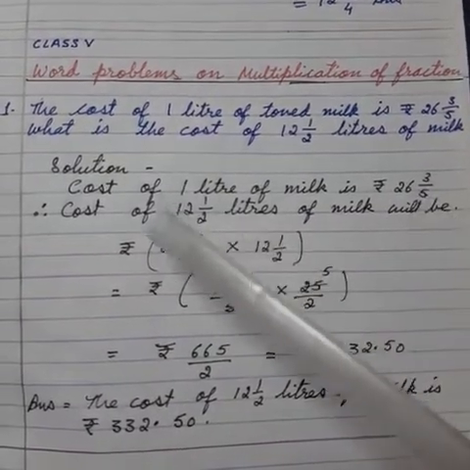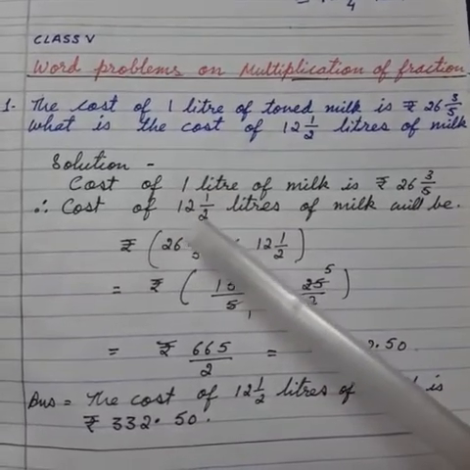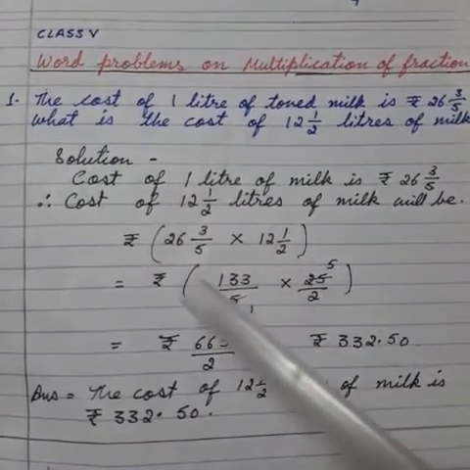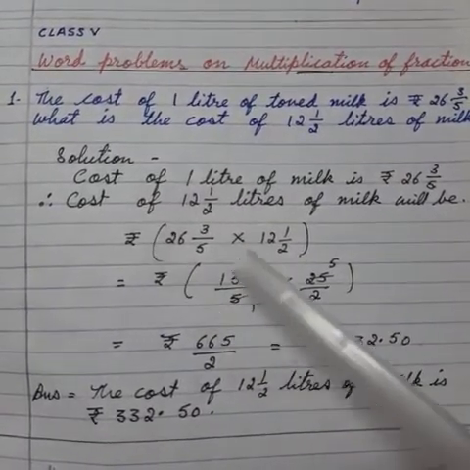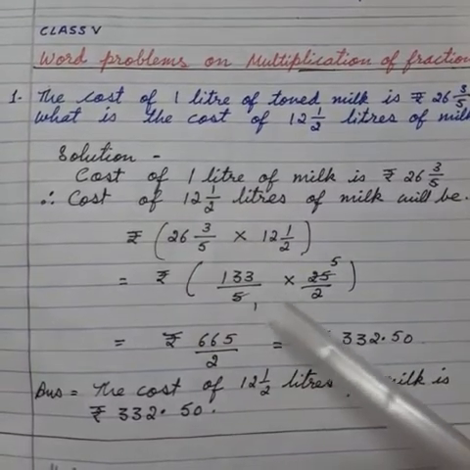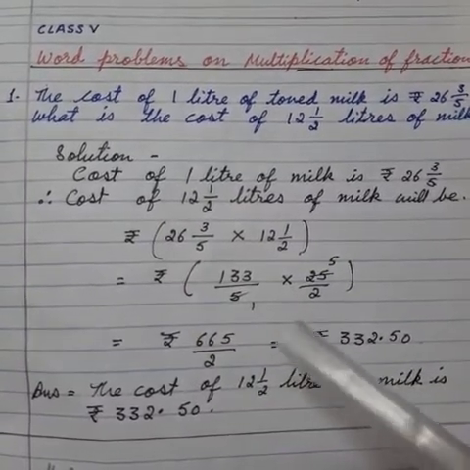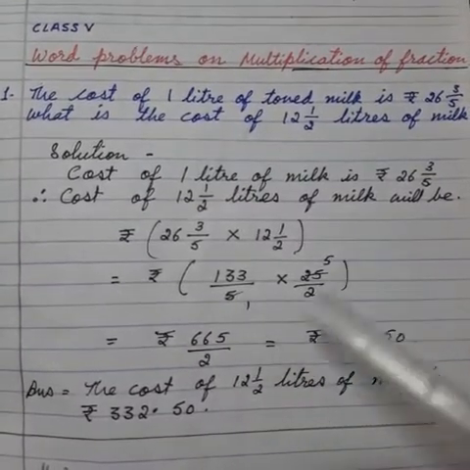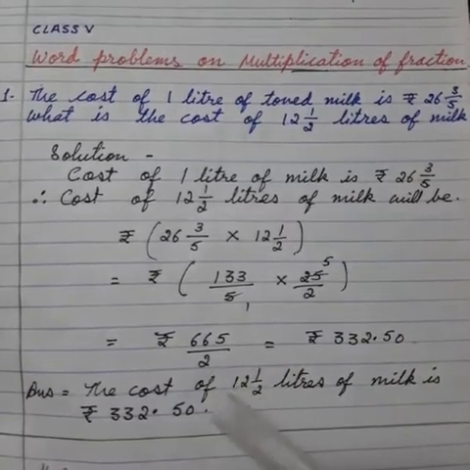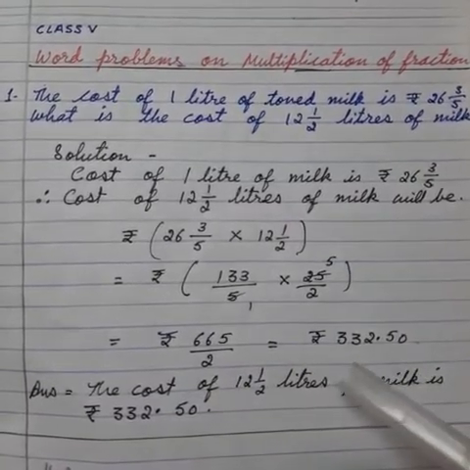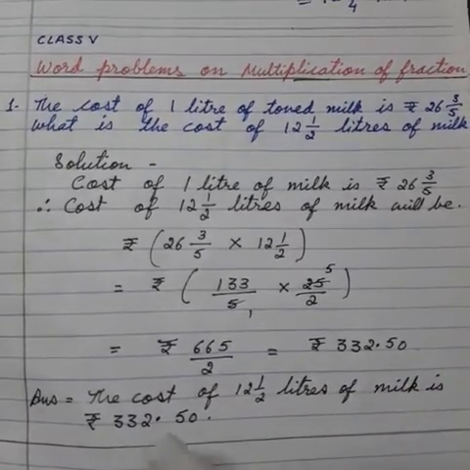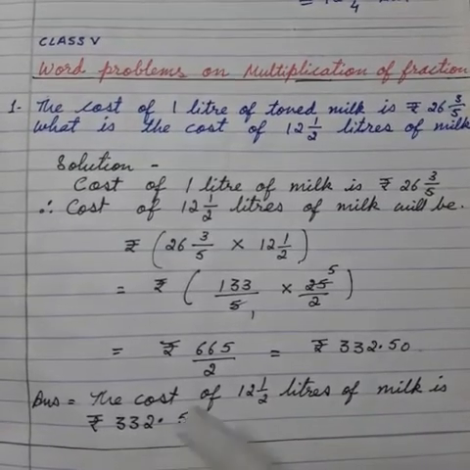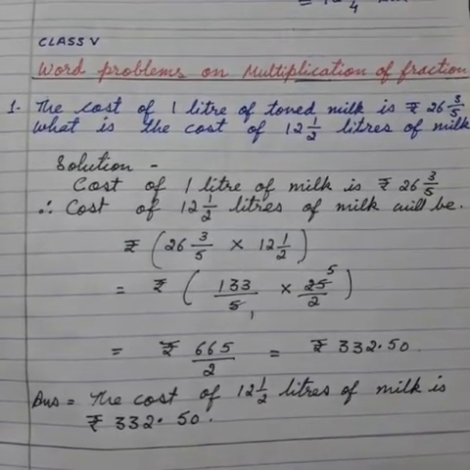As we can see, we are given the cost of 1. We have to find the cost of many. So the operation we need to follow is multiplication. When we multiply, we have to convert the mixed fraction into an improper fraction, and then we have to reduce and finally multiply. So we reduce, 5 divides 5, and we get 665 upon 2. When we divide it further, we get 332.50. So the cost of 12 1 upon 2 liters of milk is rupees 332.50.